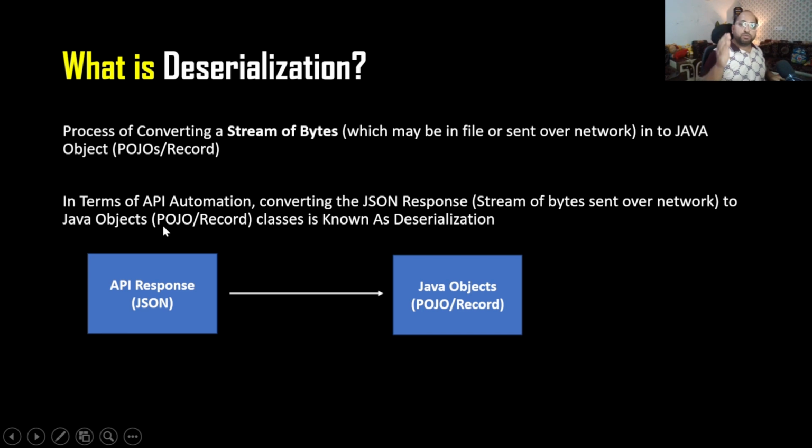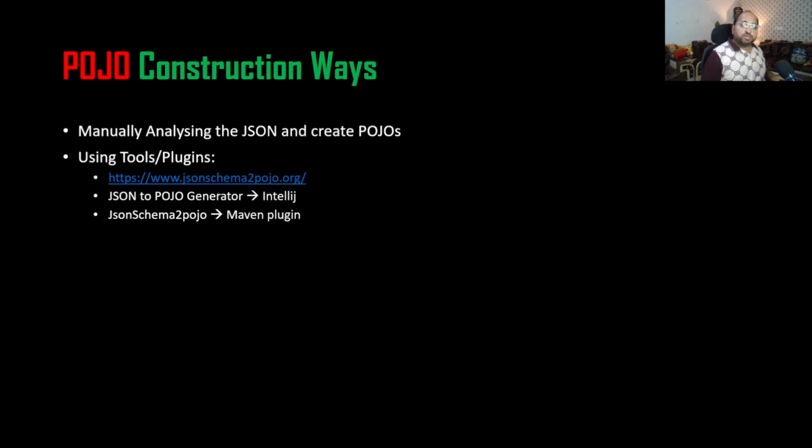For that purpose, corresponding to the JSON response, we can either construct POJO classes or use record classes. For records, I have already created a series; you can check it out in the i-card. In this series, we are going to talk about POJO. We have an API response in JSON, and we are going to convert that into a POJO. But before that, we need to understand how we can create the POJO. So let us jump on to different ways of constructing POJOs.